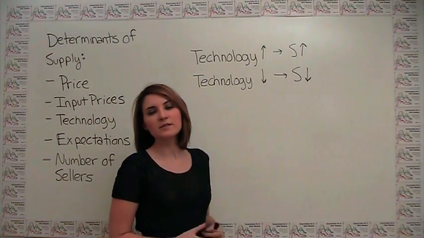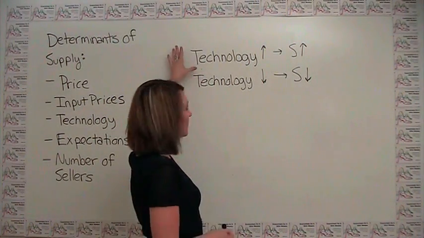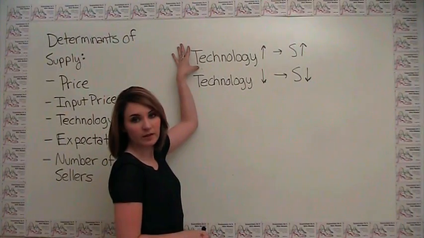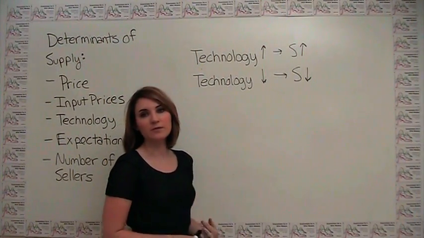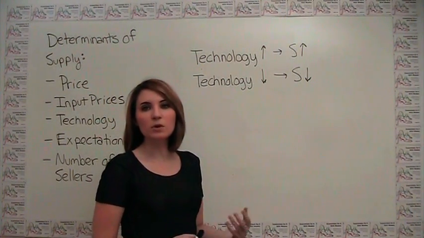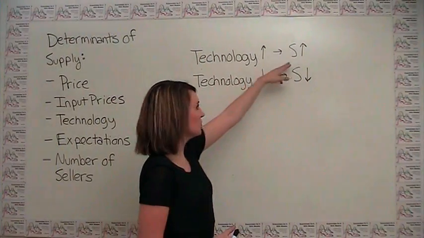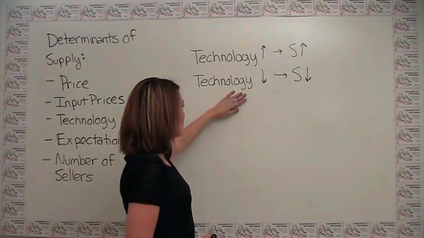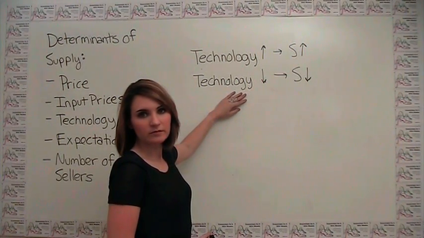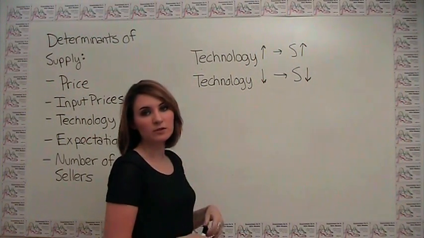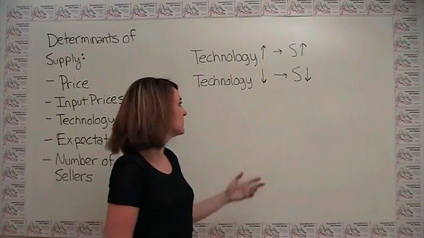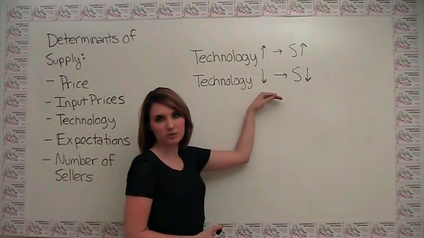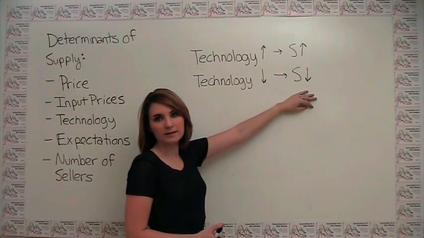So let's think about how this affects supply. Well, if we have an increase in technology, then we're getting more output for a given level of input, it becomes more attractive to produce, and we want to produce more, therefore our supply goes up. With a decrease in technology, with a given level of input we can produce less than we could before, it becomes less attractive to produce, and our supply decreases.